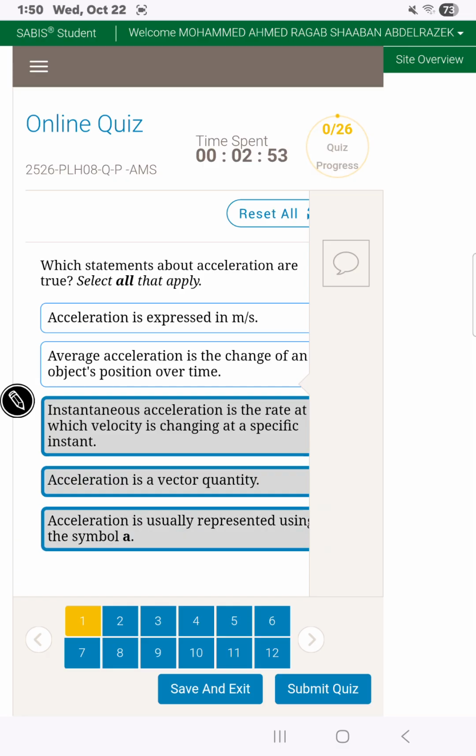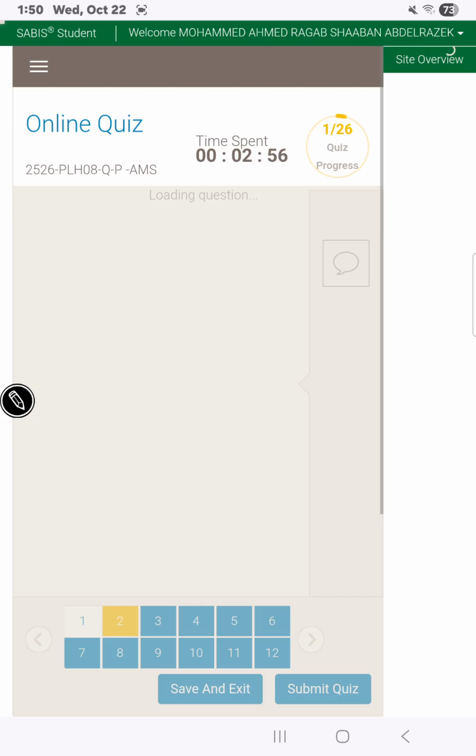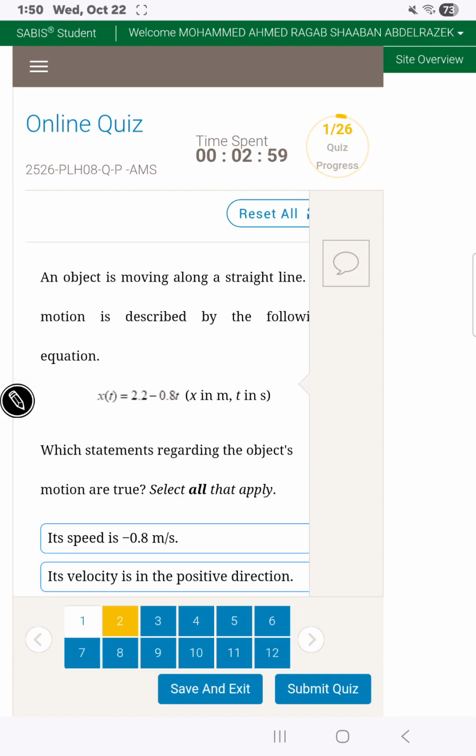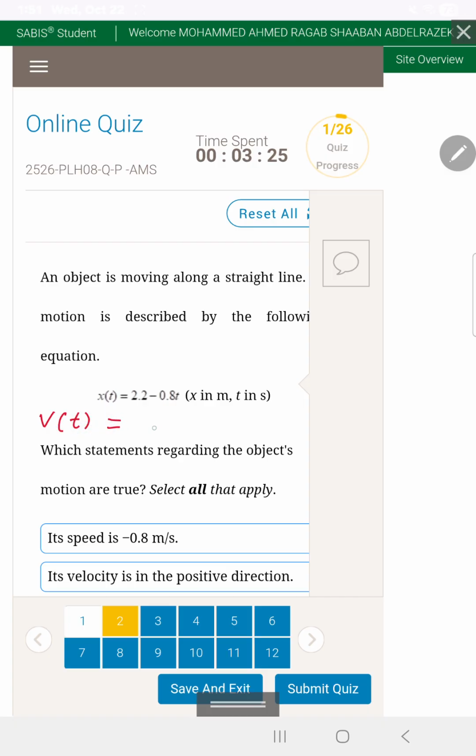Question number 2. An object is moving along a straight line. Motion is described by the following equation. Which statements regarding the object's motion are true? Select all that apply. Its speed is negative 8 meters per second. This is correct because if you do differentiation, v is the derivative of x, so v(t) is equal to negative 8 meter per second. So that's the velocity. It's correct. So this statement is correct.